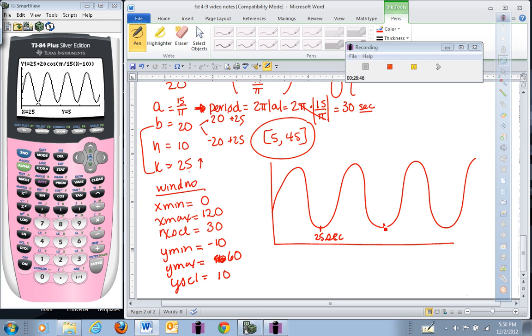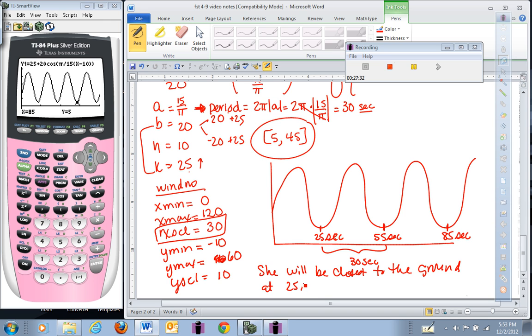Now, we could either trace the next one over, because there's 3 places where she's at the lowest part of the wheel, or we could use the fact that we know the period of the function is 30 seconds. The next one should occur 30 seconds from the first one. So if we type in 55, sure enough, we're at the bottom of the wheel again. So this would be 55 seconds. If I do another one where I say 55 plus another 30, that's going to happen at 85 seconds, isn't it? Okay, so we're going to say that she will be the closest to the ground at 25 seconds, 55 seconds, and 85 seconds.